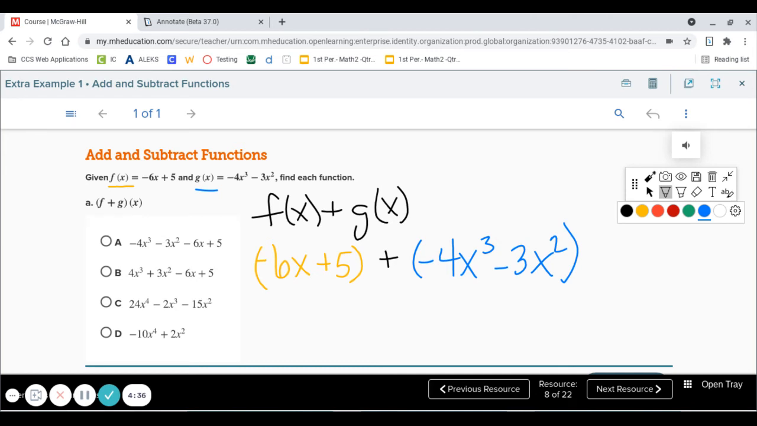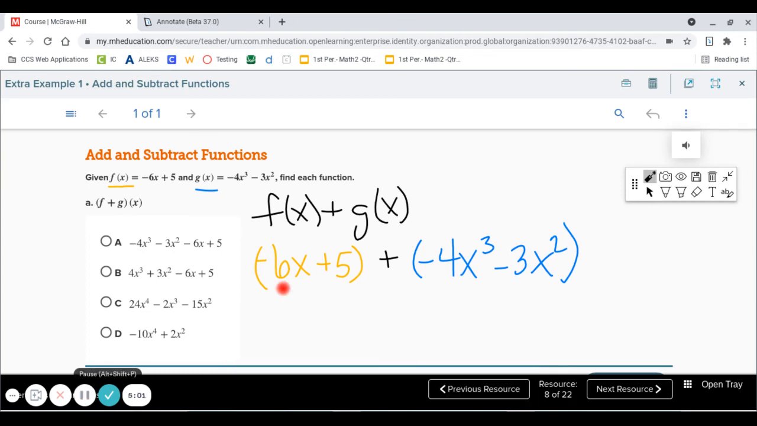So again, we are looking for like terms that we can combine, and inside of one set of parentheses, we have an x and no x term. They cannot be combined. Same here, we have an x cubed and an x squared. They cannot be combined. So we're going to open these sets of parentheses to combine any like terms if we can across here.